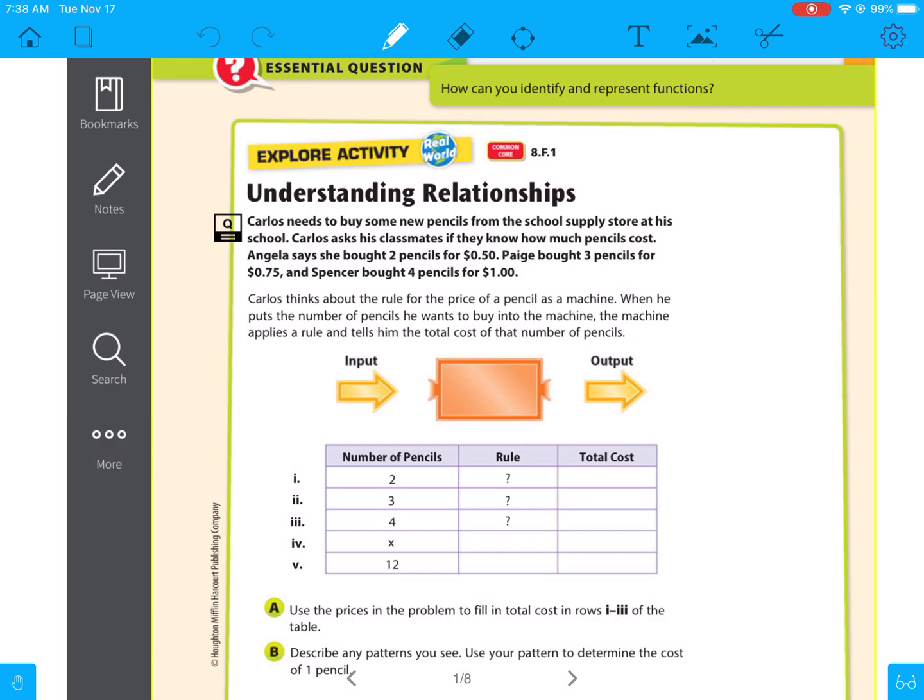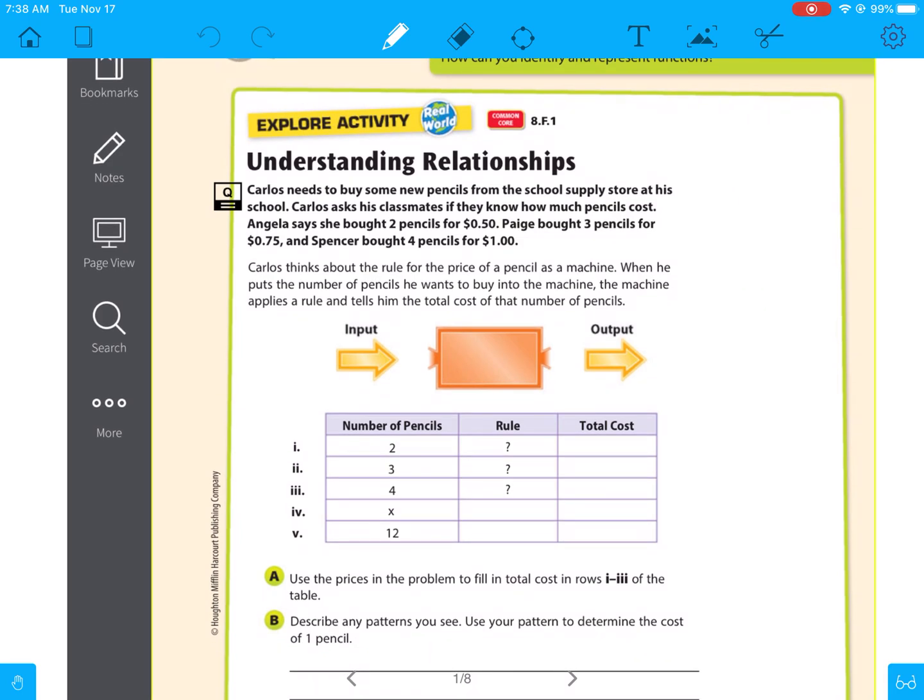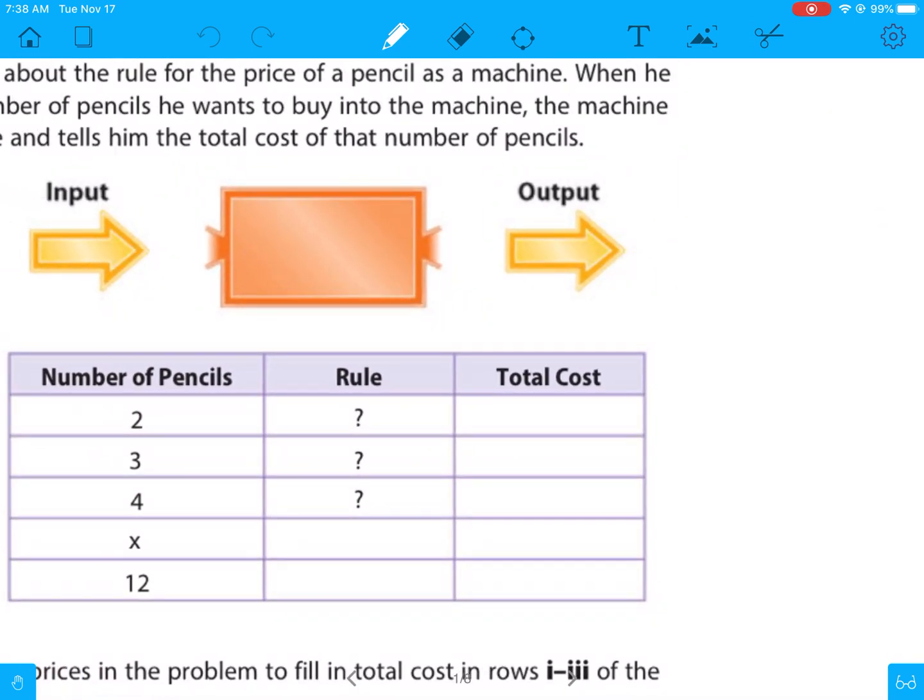So Carlos thinks of the rule for the price of a pencil as a machine. When he puts the number of pencils he wants to buy into the machine, it applies the rule and tells him the total cost for the number of pencils. So for 2 pencils, it said it was 50 cents. For 3 pencils, it was 75 cents. For 4 pencils, it was $1.